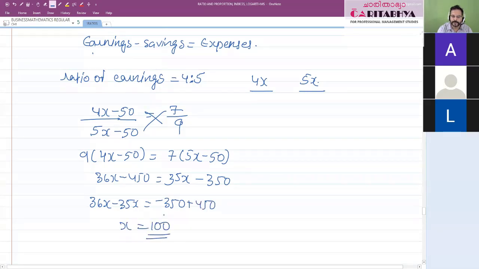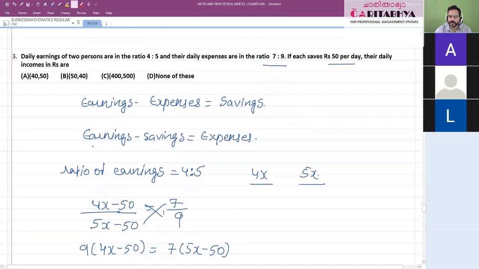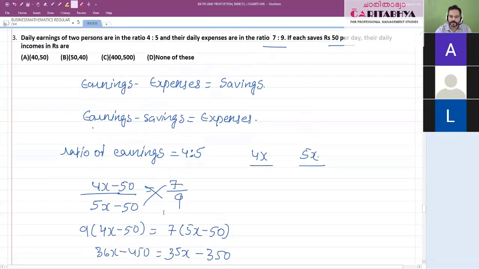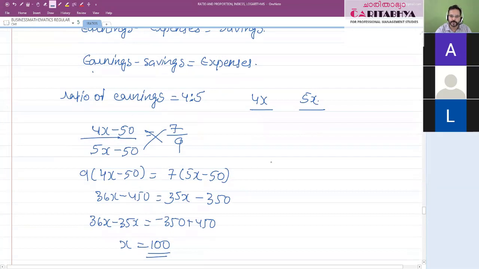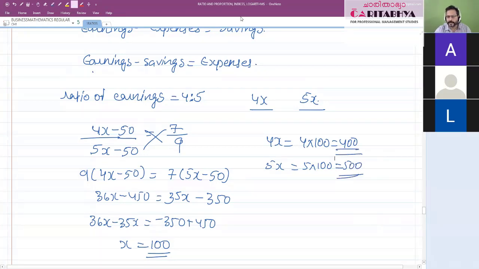If x is 100, what does the question ask? The daily income. So the first person's income is 4x, which is 4 into 100 equal to 400, and the second's is 5x, 5 into 100 will be 500. So the incomes are 400 and 500. Clear?